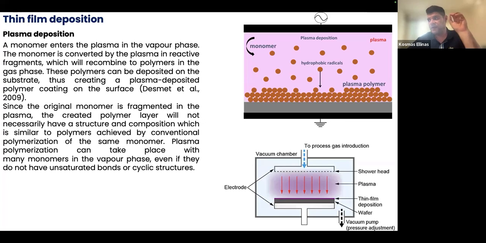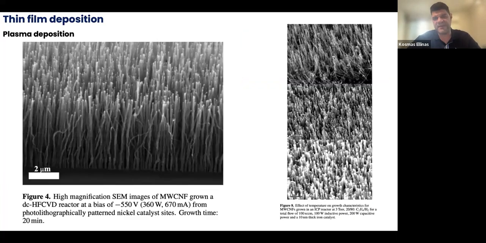Nowadays, we also have low vacuum and atmospheric pressure deposition systems and a wide range of materials that can be deposited using specific precursors. Here we can see some carbon nanowires grown using plasma deposition inside an ICP reactor. You can see that you can create a film or a porous layer on the material.